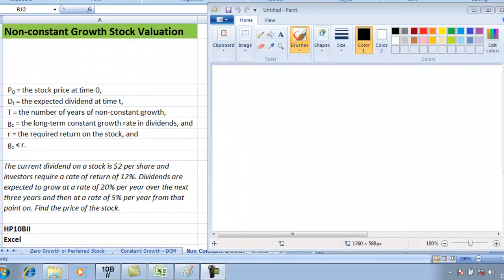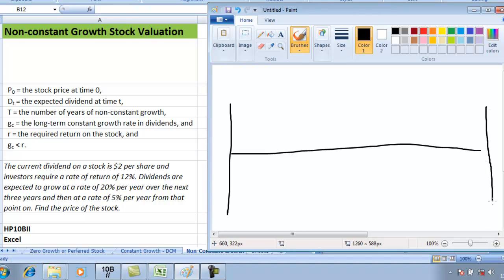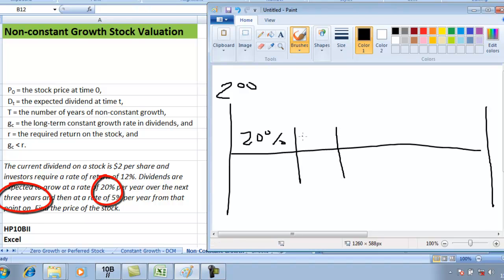Generally, I start with a timeline, so I'm going to go ahead and draw my timeline here. D0, or the dividend just paid, was $2. It's going to grow at 20% for 1, 2, 3 years, and then back to a constant rate of 5%.